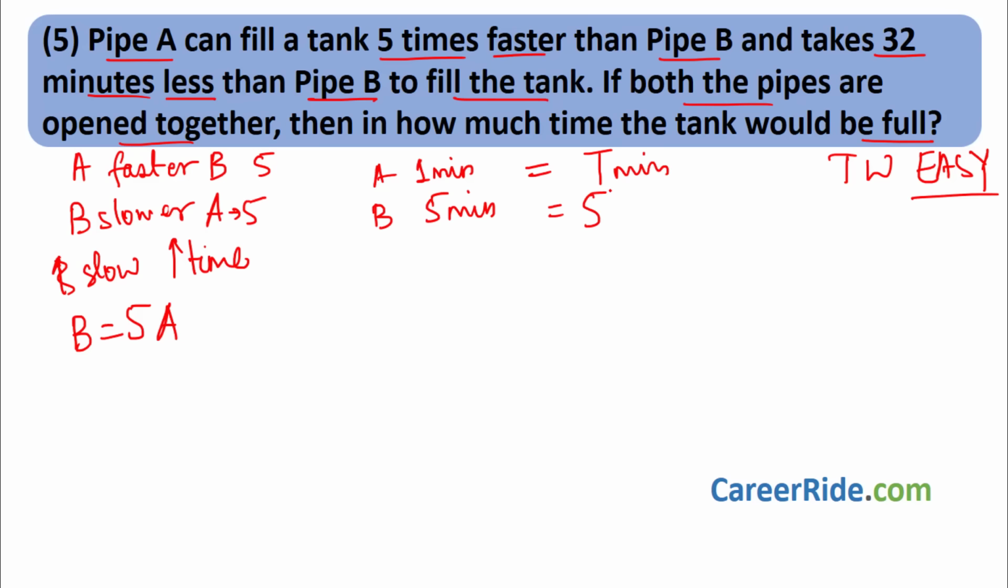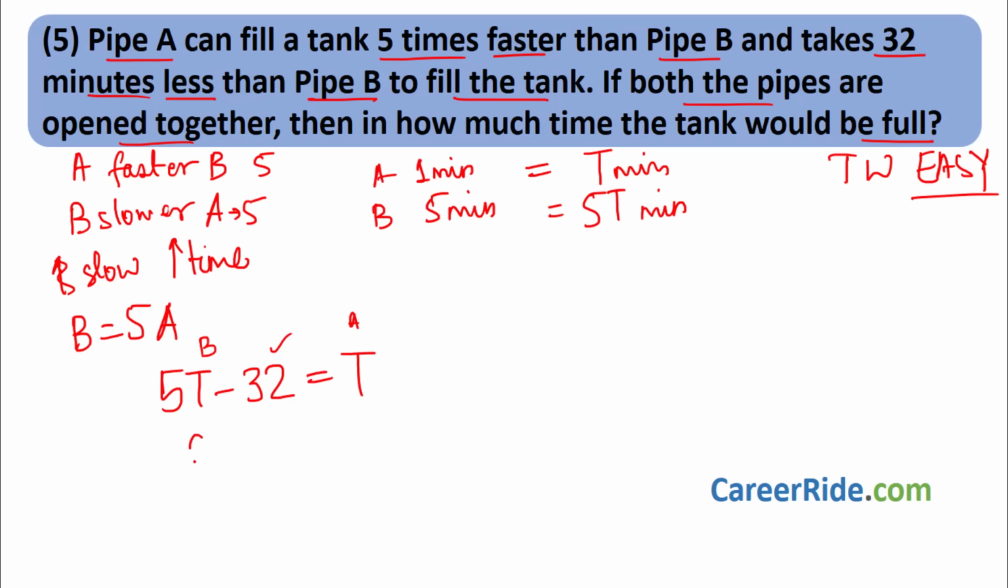B will take 5T minutes, right? Because B is 5 times slower, so the time taken by B will be 5 times more. They have also given that pipe A takes 32 minutes less than pipe B. So pipe B takes 32 minutes more than pipe A. Pipe B is 5T, and when we remove 32 minutes from that, we get the time for pipe A.